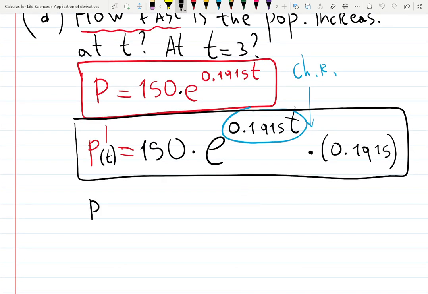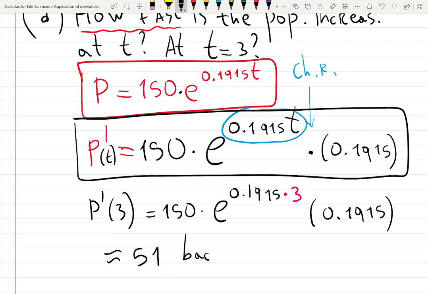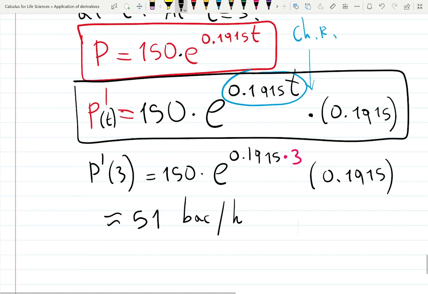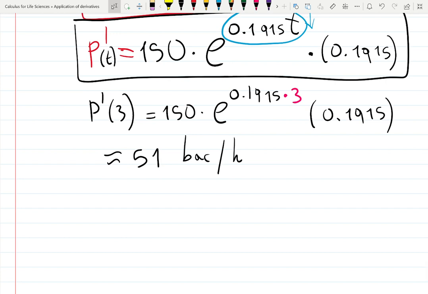And then they ask, what is p prime at 3? So you plug carefully 3 in for t in your derivative. T is 3, but in your derivative. And then you can say, it's approximately, at 3 hours, the rate of change is 51 bacteria per hour. Bacteria per hour. Remember that a derivative has units per, or slash. Bacteria per hour. So at that moment, every hour gives you 51 bacteria. It's quite a lot. But it does change at every moment.